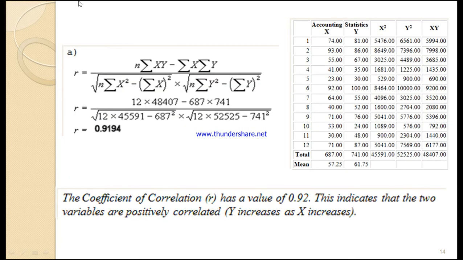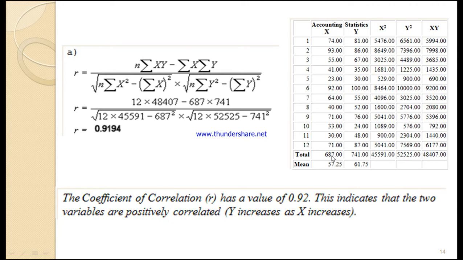Therefore, let's go forward to the first question. Let us calculate the correlation between x and y, which is r. The formula that we use to compute r is this one. So let us substitute figures from the given data. Here r equals n, in our case 12, times the sum of xy. The total of this column, xy, is about 48,407, so we take that figure, minus the sum of x.